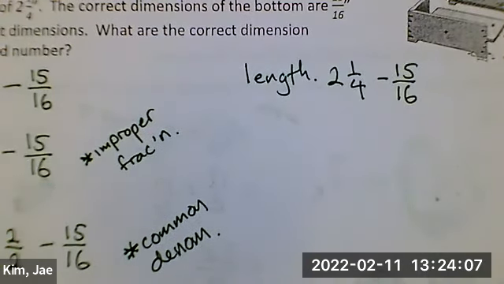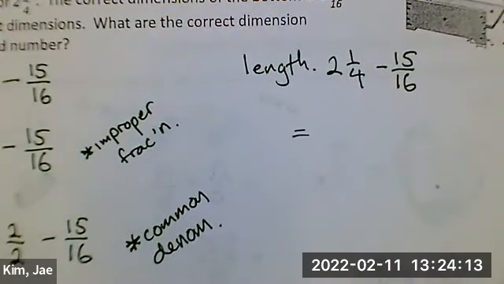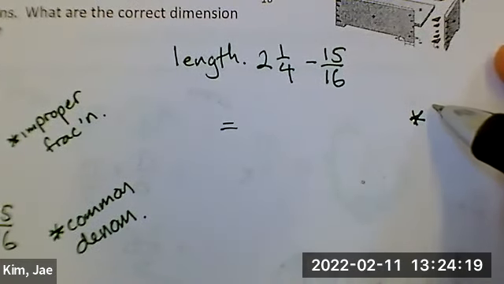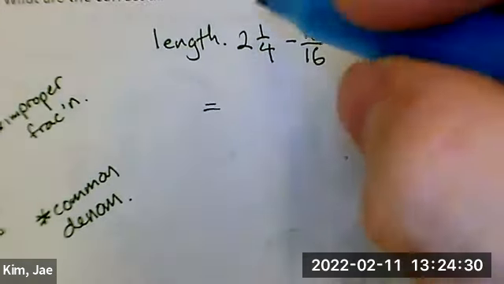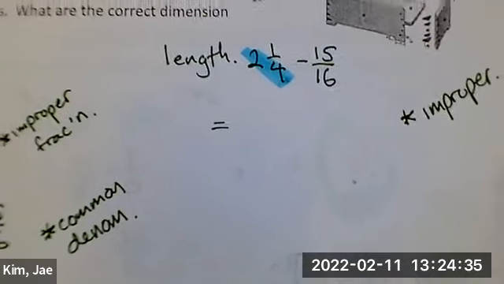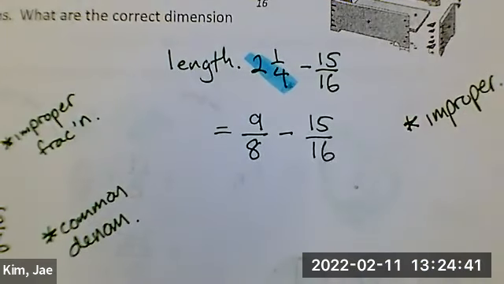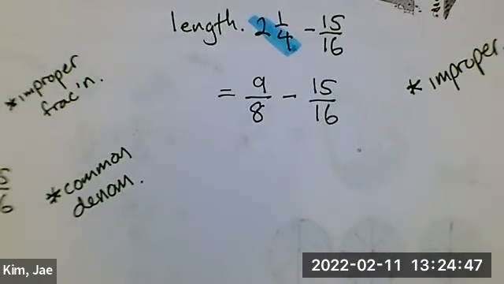Abby? Well, yes, we did. Now, what's next? Okay. Trevon? Yeah, what's next? So again, improper. Turn it into improper. So I am going to get rid of that whole number. 2 times 4 is 8. That becomes 9 over 8 minus 15 over 16. Okay, I'm ready to subtract.